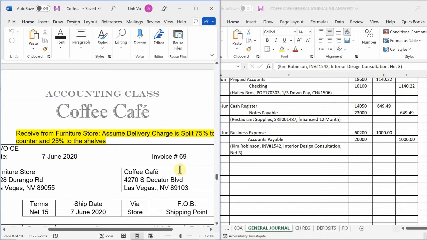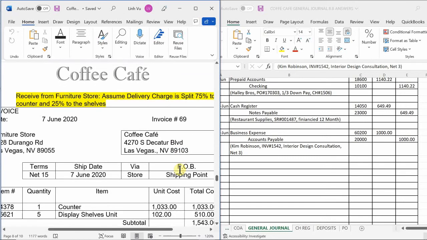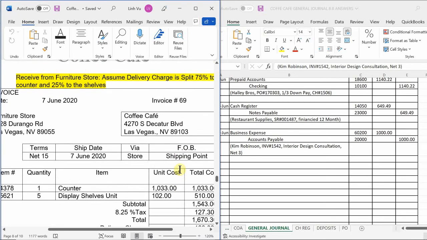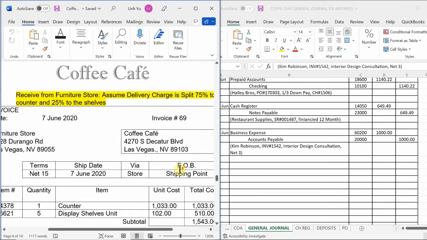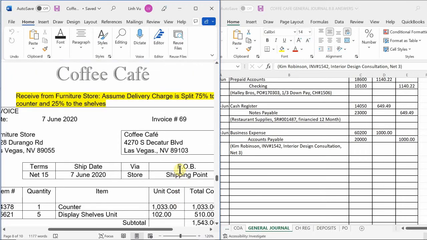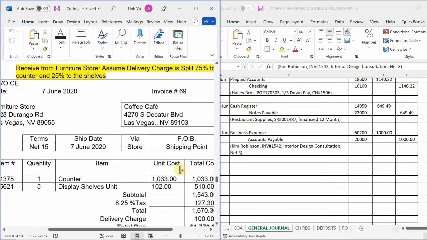Now this is where the next transaction happened, right? We end up receiving from the furniture store the counter and the display shelves. Okay. Now notice it says up here, we're going to split the shipping charges 75% on the counter and 25% to the shelves. Now let's take a look.